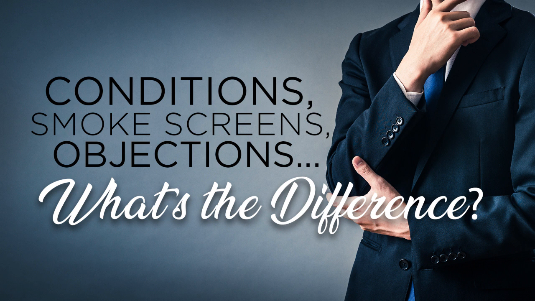Okay, so we've got conditions, we've got objections, and we've got smoke screens. Smoke screens are really kind of like objections, but they are just little things that we say that we really don't mean, to avoid having a conversation that we just don't feel like having at the moment. That's what a smokescreen is.